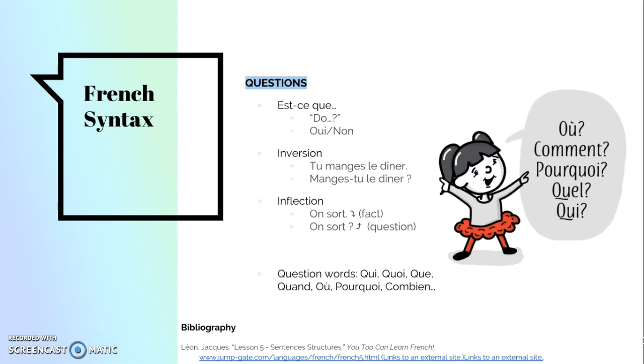Lastly, inflection alone can be used to pose a question. So to ask, are we going out? You can make this statement, on sort, we are going out, and inflect it with an upwards tonality to ask, are we going out? On sort, which is literally, we are going out, just like that, so the voice raises.